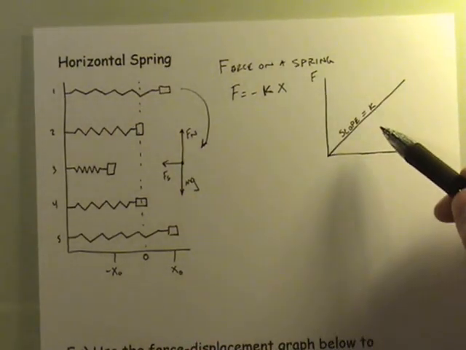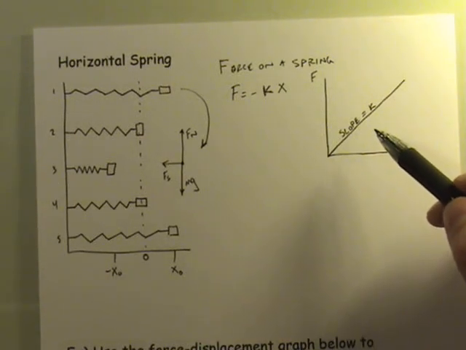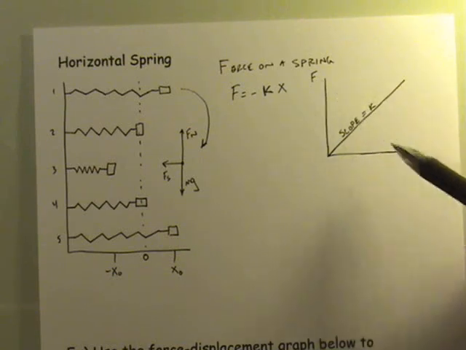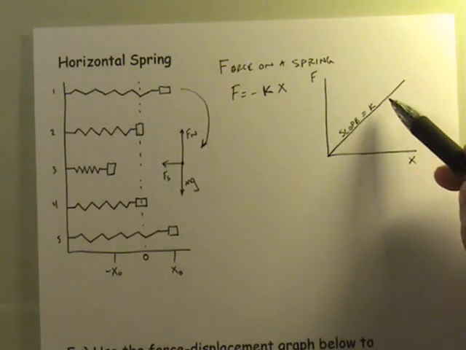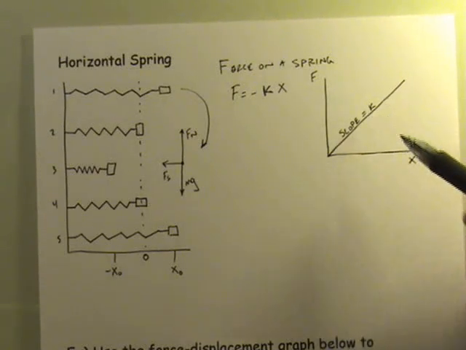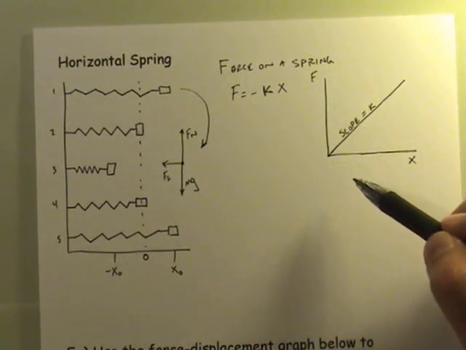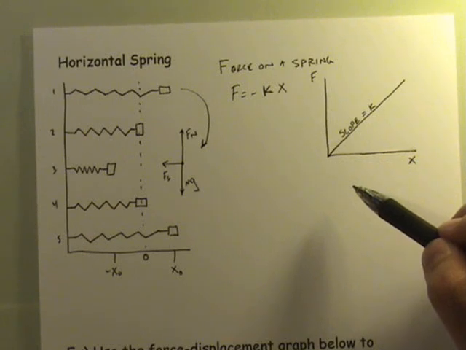And that's frequently a way that you would be asked to solve a problem, is that they would give you a variation of a graph of force versus displacement, and using that force displacement graph you could pick any point on that graph to determine the spring constant, because of course this does go through the origin.